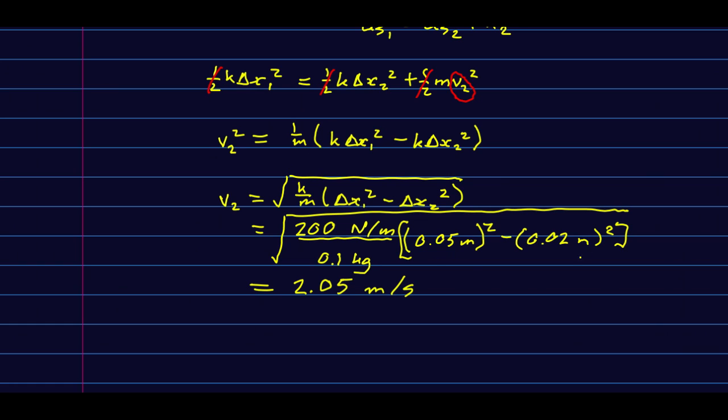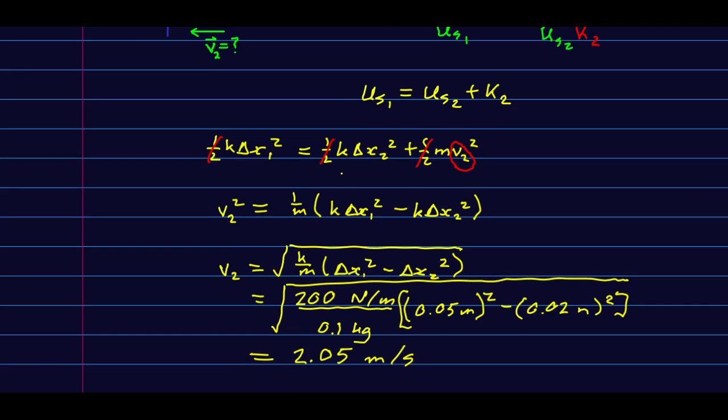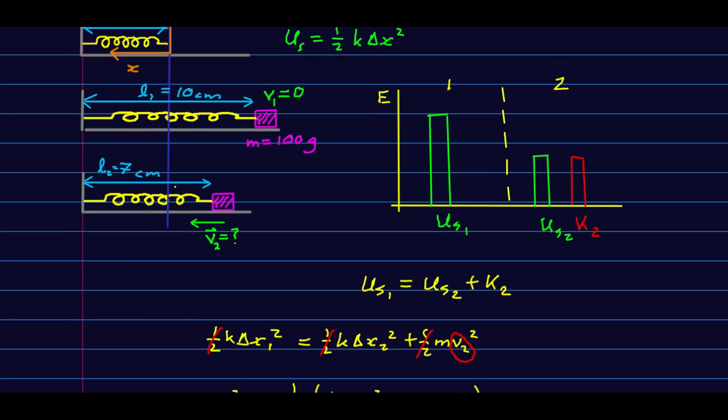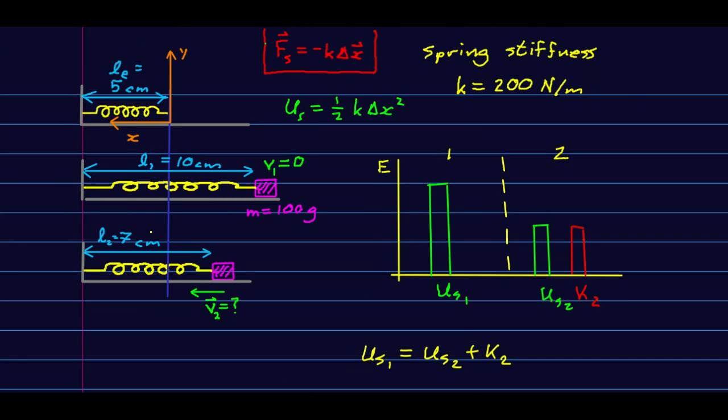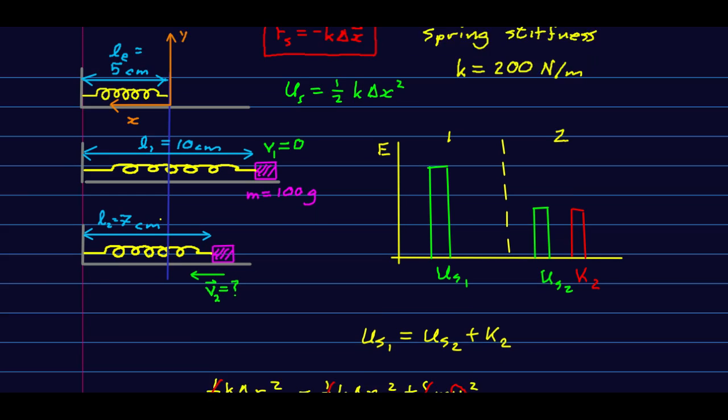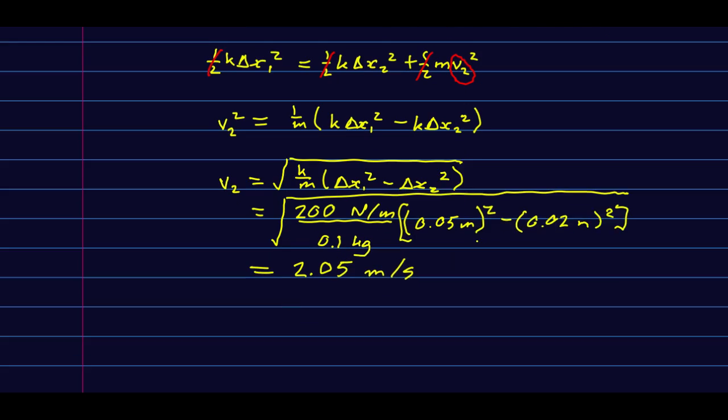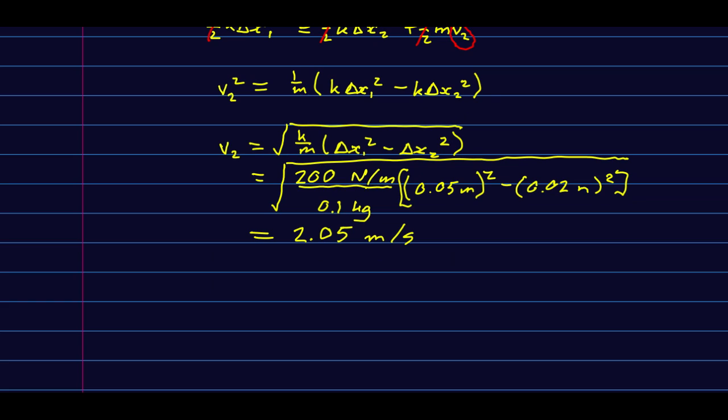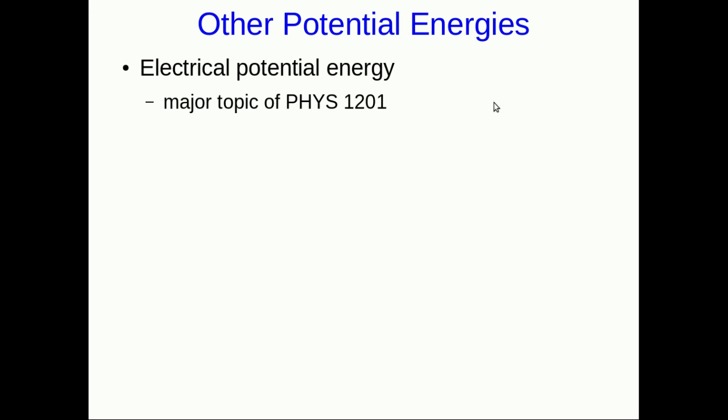Hopefully you got the same sort of solution. And note that delta x2 was 2 centimeters, right? The length was 7 centimeters, the equilibrium length is 5, so it was 2 centimeters. And if you plug that all in and check your units, right? Check that out and make sure it comes out to meters per second, you get about 2 meters per second. Notice how gravitational potential energy depends on how high something is. Spring potential energy depends on how displaced the end of a spring is. So they both depend on positions in various ways.